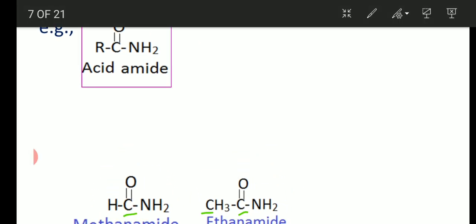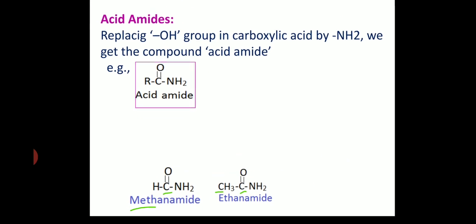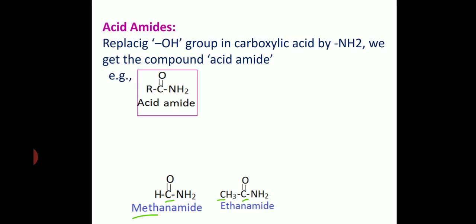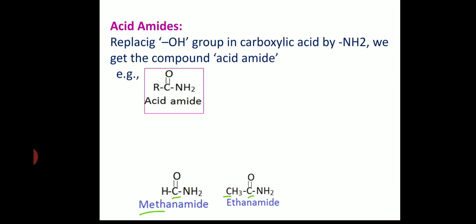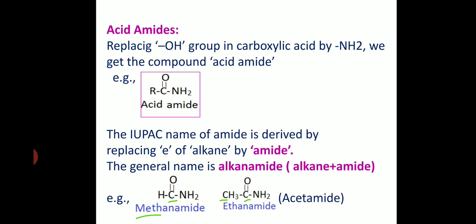Now, what is the nomenclature? How did we write ethanamide, methanamide? The IUPAC name of an amide is derived by replacing the E of alkane by amide. The general name is alkanamide. Alkane plus amide, alkanamide.